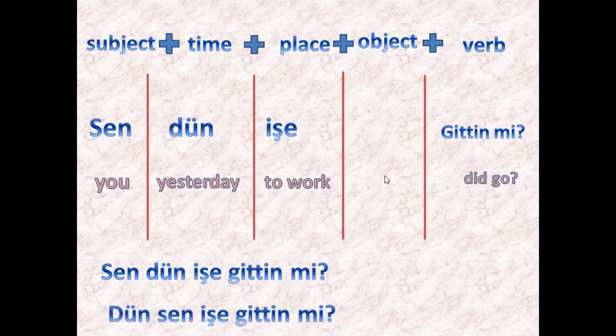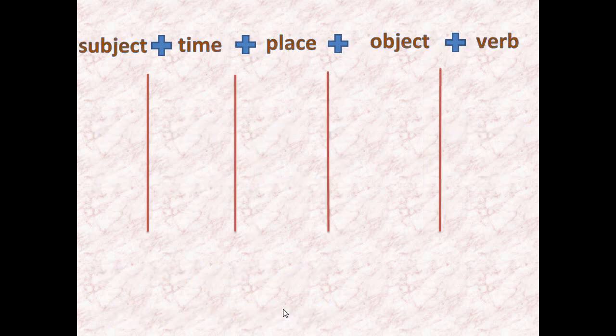Or we can have time at the beginning of the sentence. We sometimes do that. Even in English, we sometimes do that. We mention the time in the beginning of the sentence. So we have dün sen işe gittin mi? Dün sen işe gittin mi? It has the same meaning and it's not wrong. I mean, according to the structure. Okay.